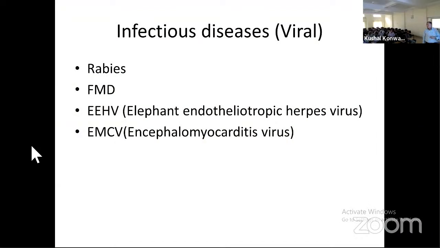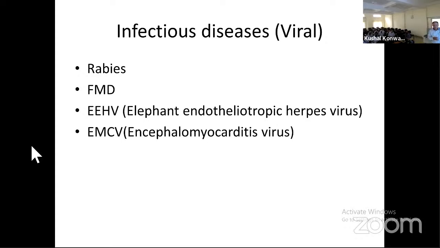Now, there are viral infections also killing elephants. Out of that, I am talking about rabies, foot and mouth disease, elephant endotheliotropic herpesvirus, and EMCV, encephalomyocarditis virus, which is an instant killer. An elephant affected with EMCV will die within 6 hours. Very high temperature. I got one case of EMCV. EEHV is an emerging disease, elephant endotheliotropic herpesvirus. I think in 2020 we held an international seminar on EEHV. It's an emerging disease. It can kill elephants.